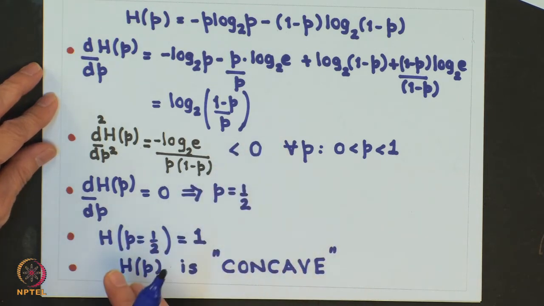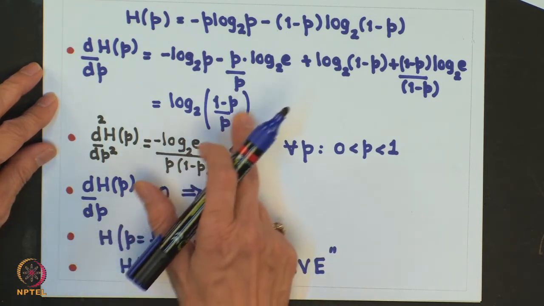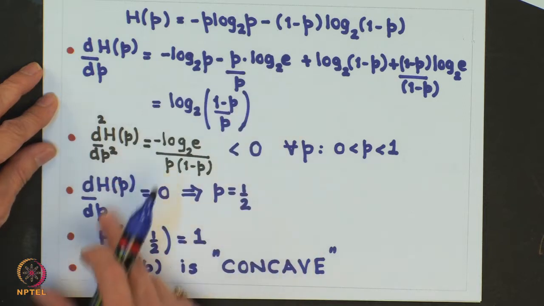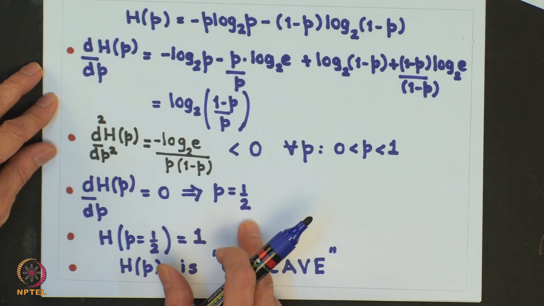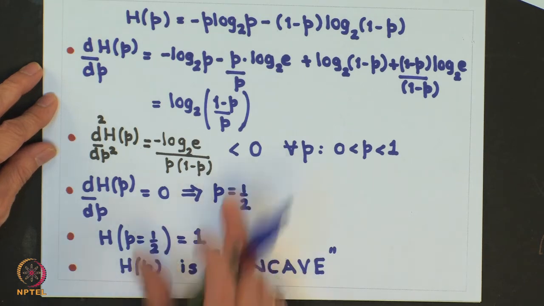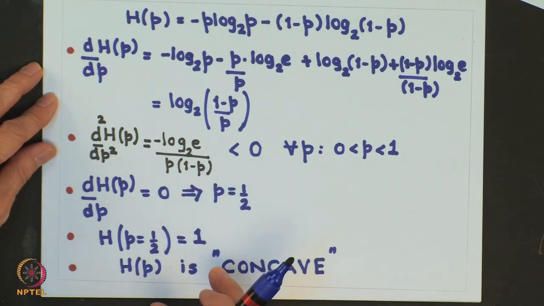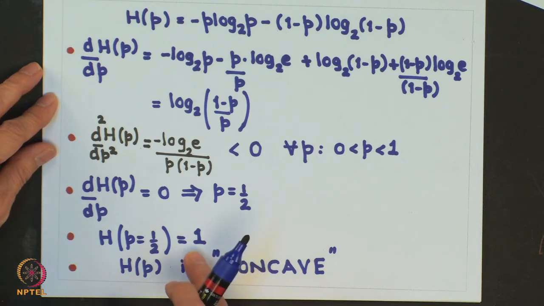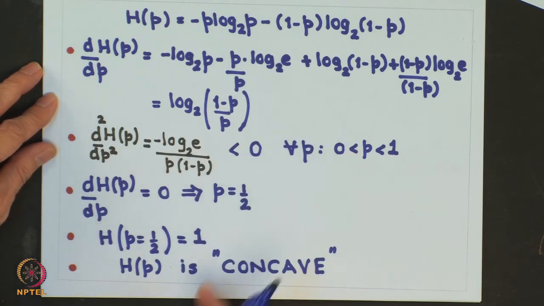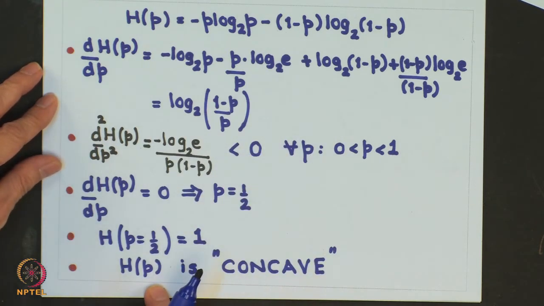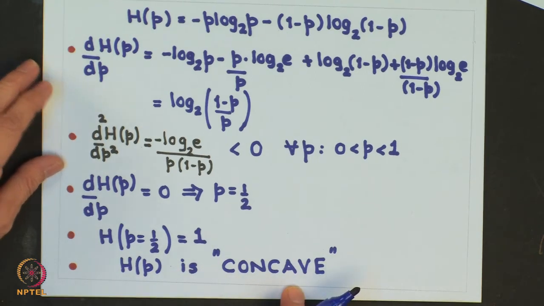So, what it implies is that if I equate the first derivative to 0, P equal to half gives me the maximum point, correct, and the maximum value is equal to 1. Based on the second derivative being less than 0, I can also conclude that my entropy function is concave.